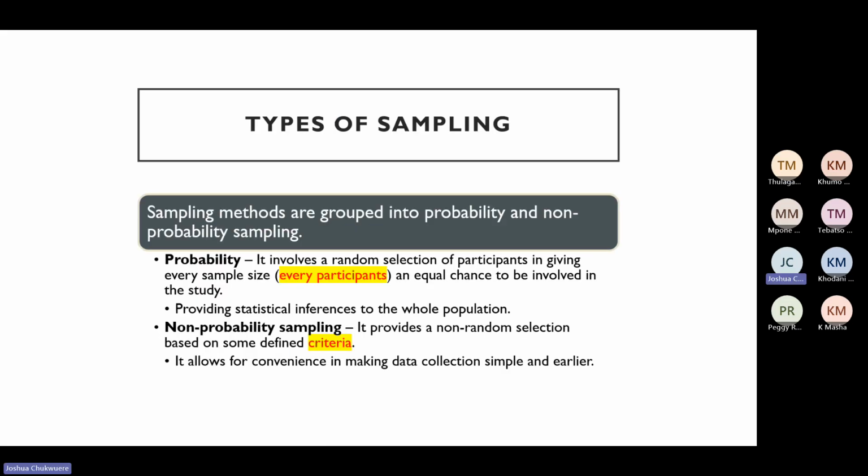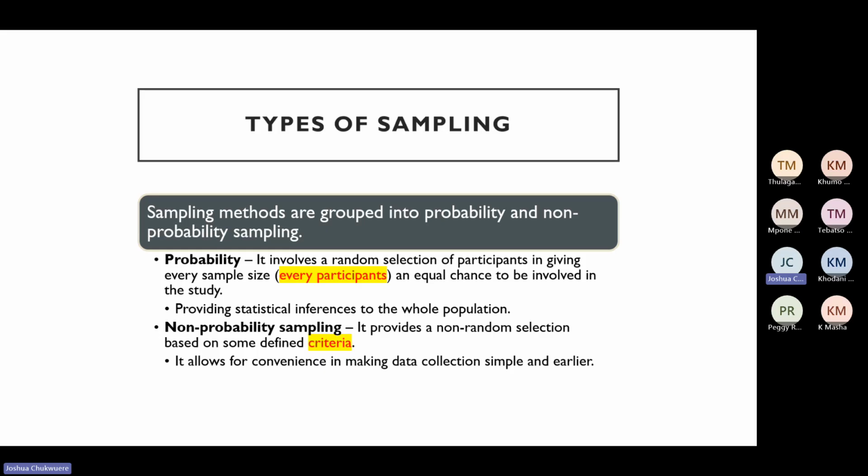So within sampling, there are kinds of sampling. Sampling methods are grouped into two basic types. We have probability sampling and non-probability sampling. Probability sampling involves a random selection of participants, giving every participant an equal chance of participating in the study.